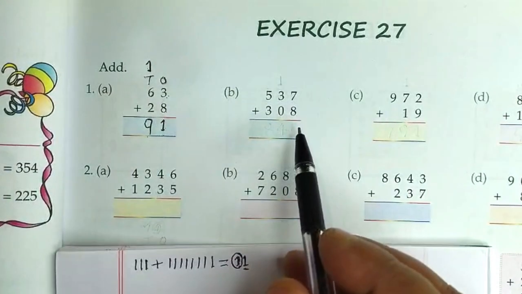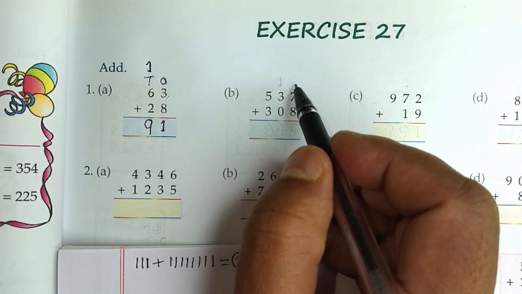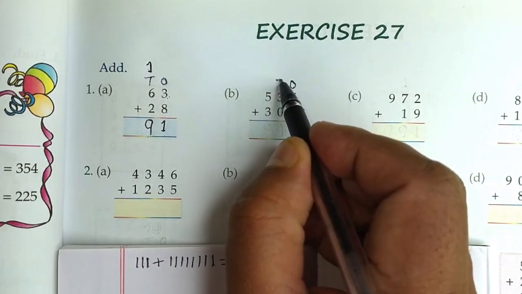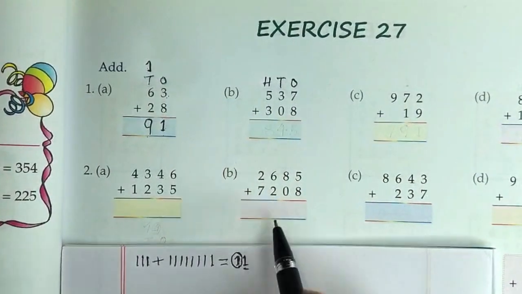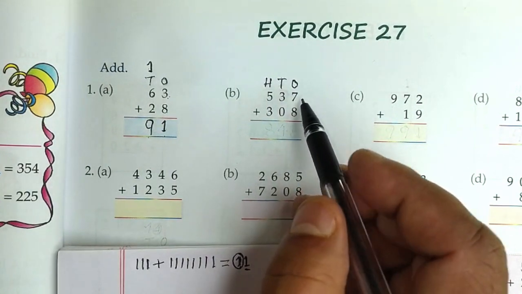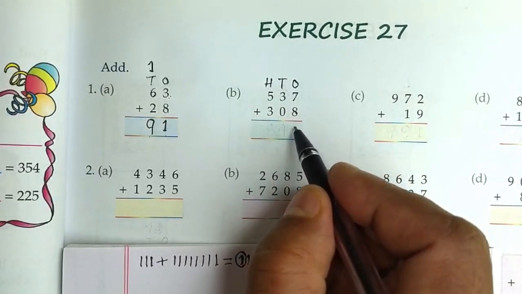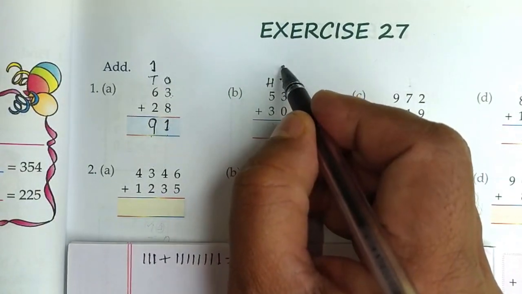Now take some more bigger numbers. Again name the column from the right side as ones, tens, 100. Now add again from the right side. So 7 plus 8, 15. Write the ones place number, that is 5, and carry the tens place number to the next column.